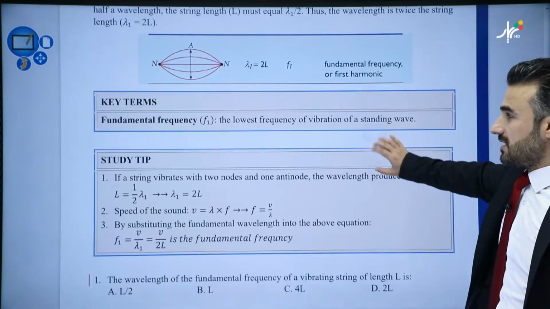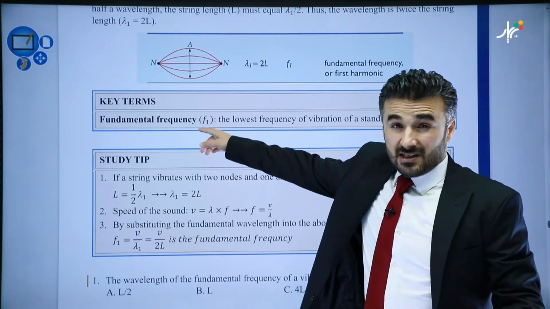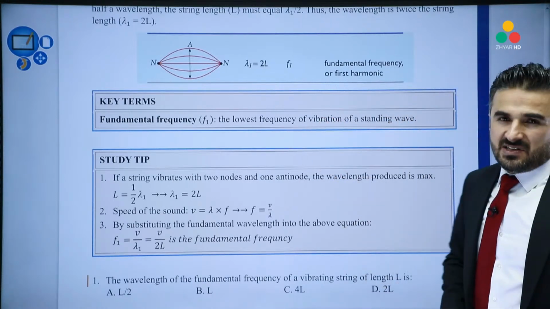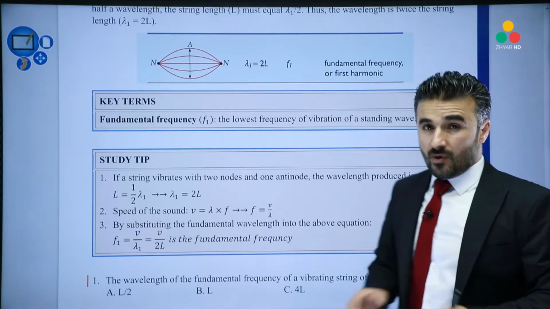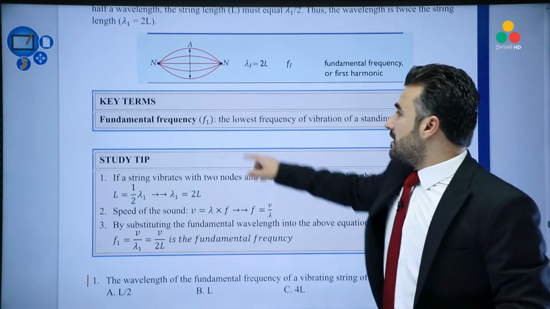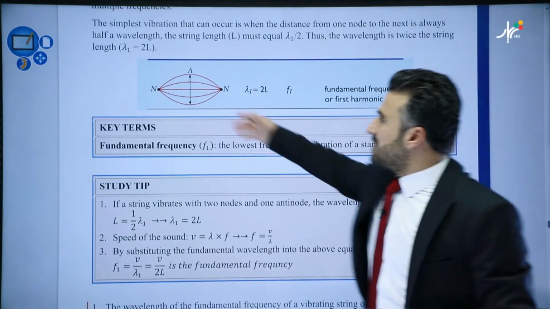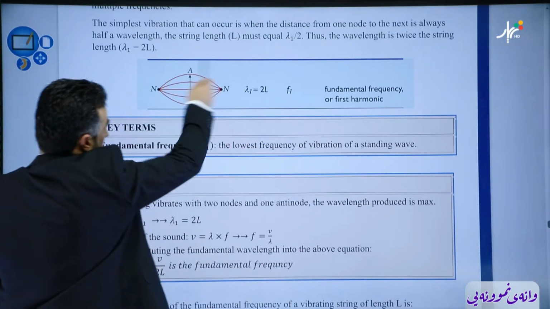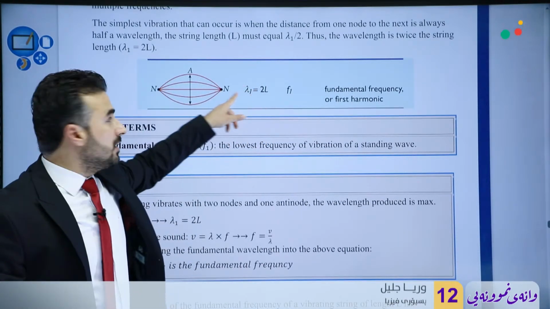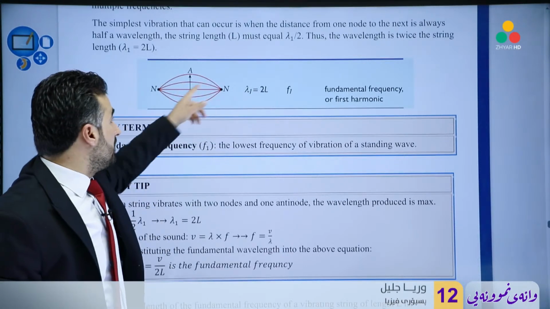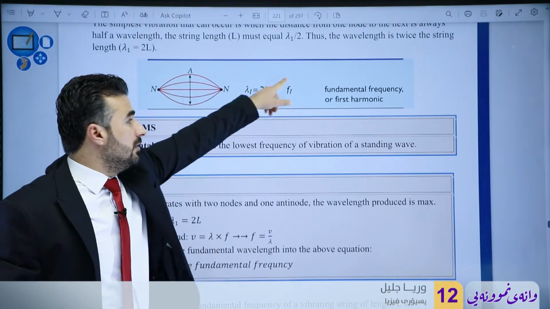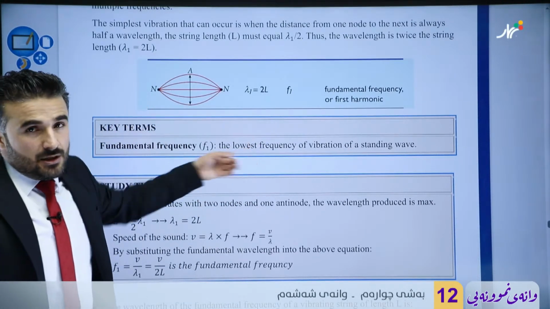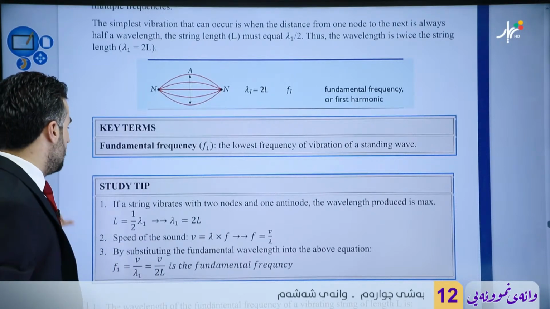So what is the fundamental frequency? It is represented by F1, by the way, right? It is the lowest frequency of vibration of a standing wave here. So once again, what is the fundamental frequency? It is the lowest vibration of a standing wave. You can see it is a standing wave, yeah? So if this whole thing is the length, we can say the wavelength equals 2 times this. So the wavelength here will be maximum, but the frequency will be minimum. So the lowest frequency of a vibrating standing wave is basically called the fundamental frequency.